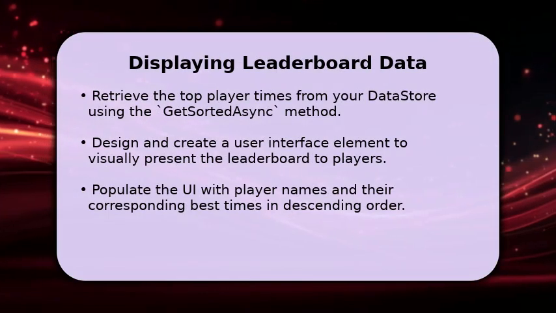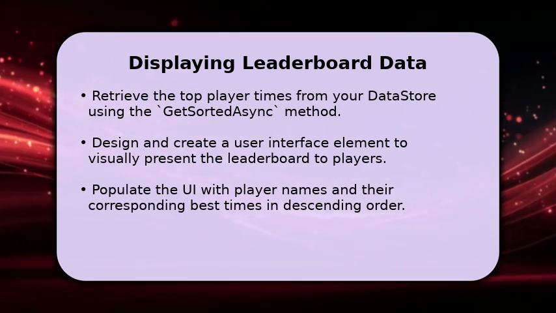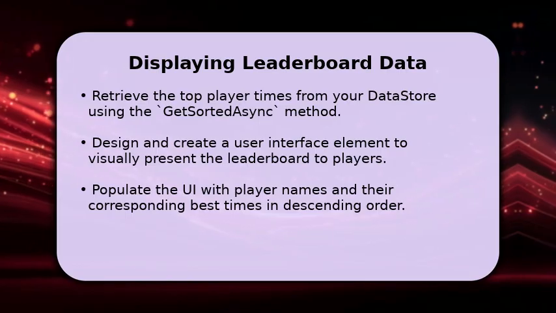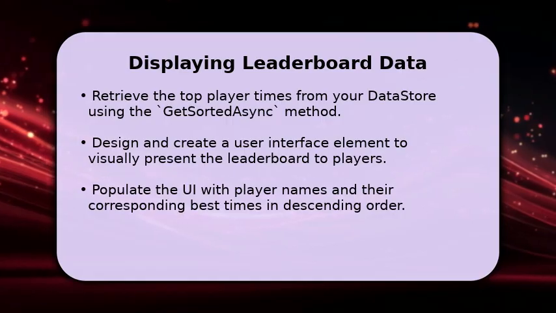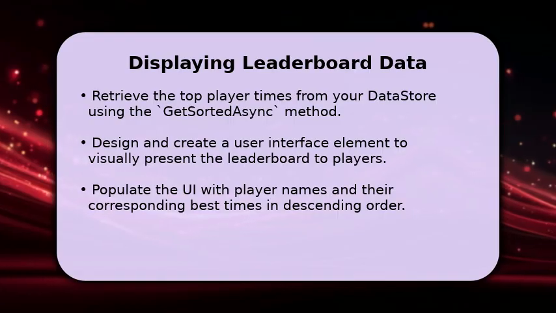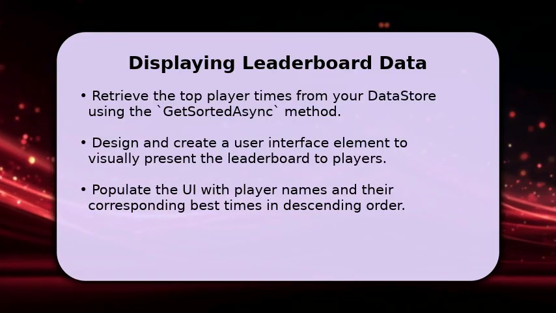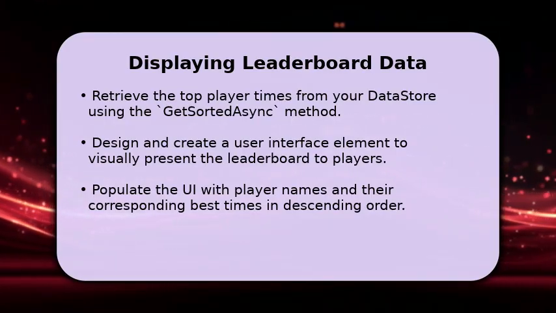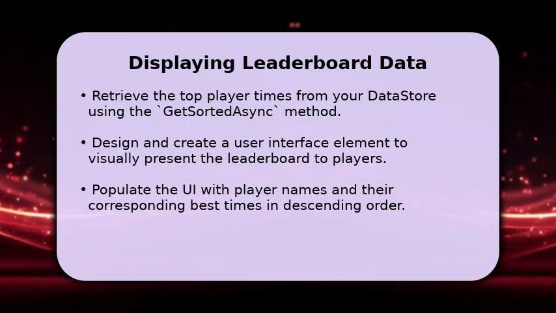Finally, let's display your hard-earned leaderboard data. Use getSortedAsync to fetch the top times from your data store, which will return a sorted list of players and their best records. Next, create a user interface, or UI, element in your game to visually present this information. This could be a scrolling list or a fixed panel. Populate this UI with the player names and their best times, ensuring it is clear and easy to read. This final step brings your time leaderboard to life for all players to see and compete against.